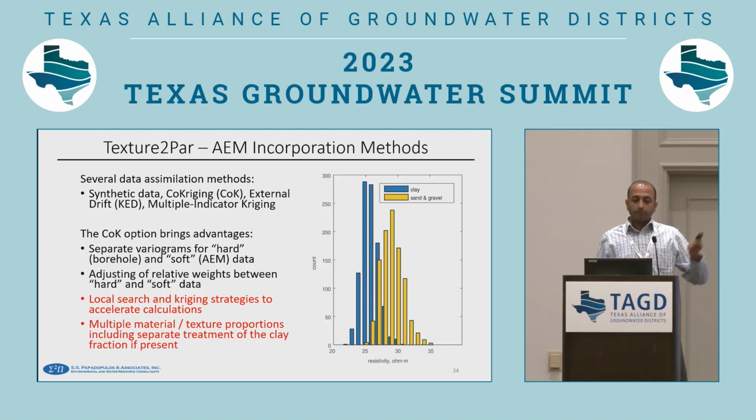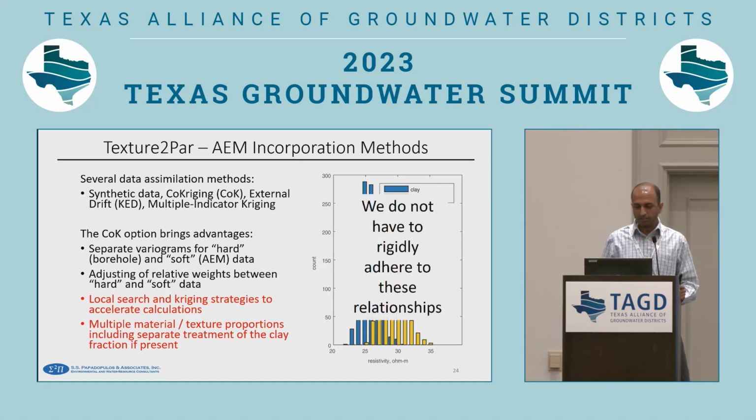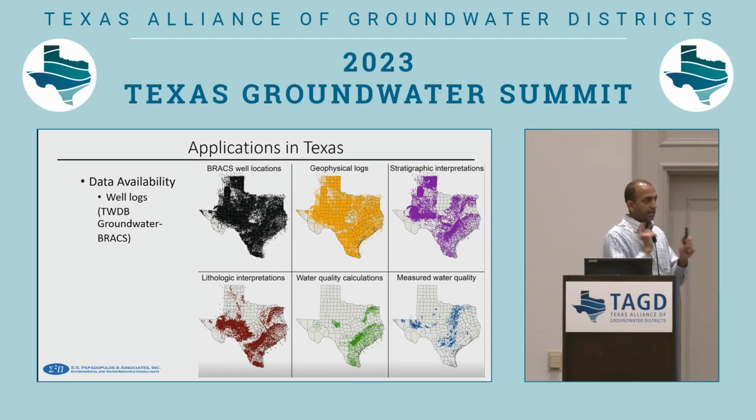So all that is good. We are doing some more refinement on how to do local search and kriging strategies, and then more texture, bring that into the equation. And again, we don't have to rigidly adhere to these relations, but those provide a guide to interpolating some of the log and fill in some of the data gaps that the logs have. With that, I'll pass it on to Rohit, who will present relevance in Texas.